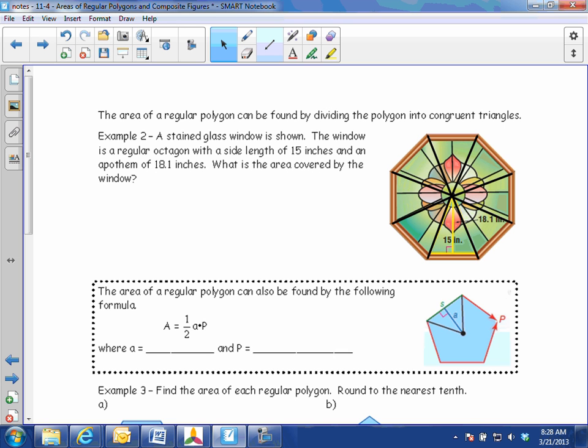The window is a regular octagon with side lengths of 15 inches and a bottom of 18.1 inches. What is the area covered by the window? So what I would do is I would just pull out one of our triangles. I'm going to pull out this bottom one because they've already drawn it for us. And I'm going to draw it over here.